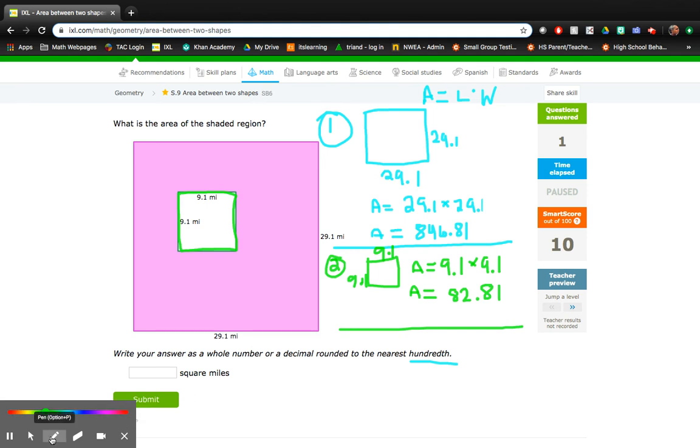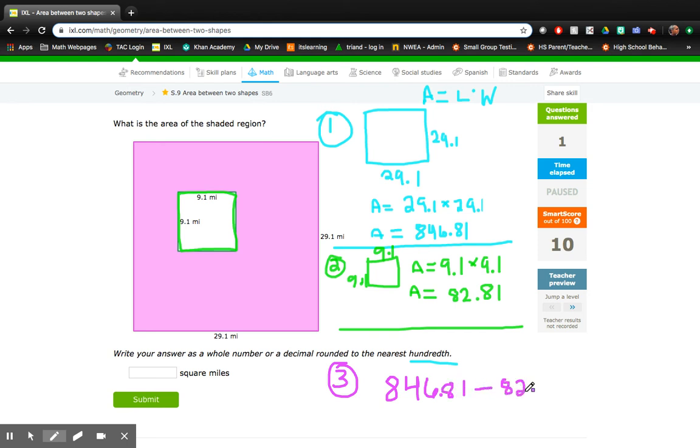Okay, so then my last step here is going to be to find the area of the shaded region, which means I'm just going to take the big area, or the area of the entire figure, which is 846.81, and I'm going to subtract the inside figure, the white figure, which is 82.81. So let's see, that is 764.